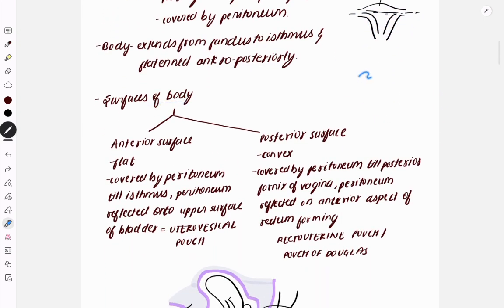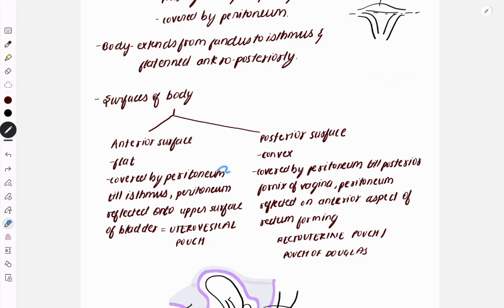Surfaces of the body of the uterus. When we look at the body of the uterus, it has two surfaces: one is the anterior surface and the other is the posterior surface. The anterior surface is completely flat and the posterior surface is convex in shape. So this is the convex posterior surface, and the anterior surface of the uterus is completely flat.